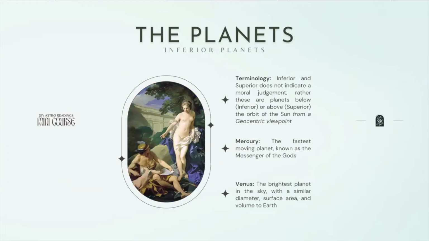So the inferior planets actually do include the moon. I just wanted to talk about the moon and the sun together and have them separate from the rest of the planets. And the terms inferior and superior are definitely not a moral judgment. This just indicates whether they are below, which is inferior, or above, which is superior, the orbit of the sun, again, from that geocentric viewpoint.